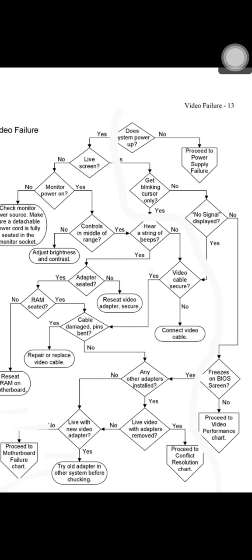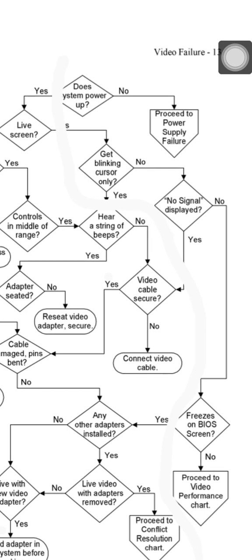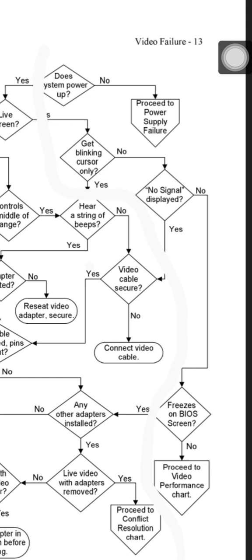So going back to live screen. I repeat, live screen refers to a display actively showing content. If no, proceed to get blinking cursor only. Get blinking cursor only is if you see nothing but a single underline character blinking on and off. If no, proceed to no signal displayed. If yes, proceed to video cable secure.